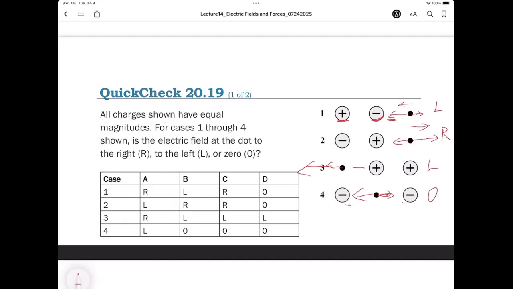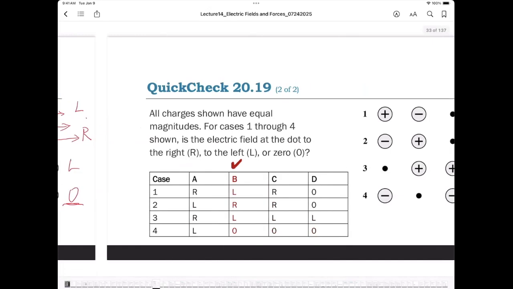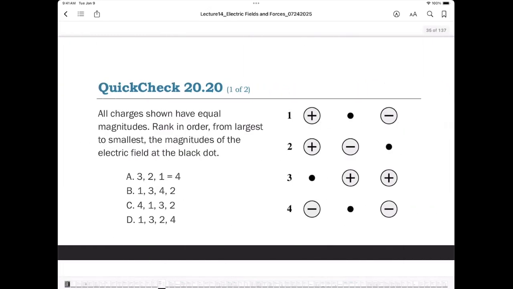This is outward for this one. This is sorry, this is inward, and this is toward it. This is toward it, and the value is equal. So this is 0, which means the net is 0, which means B is the right answer. Does it make sense to you? Okay, let's talk about the other one.